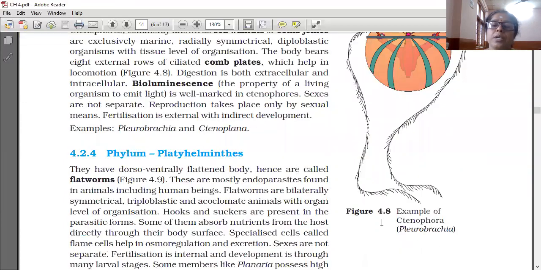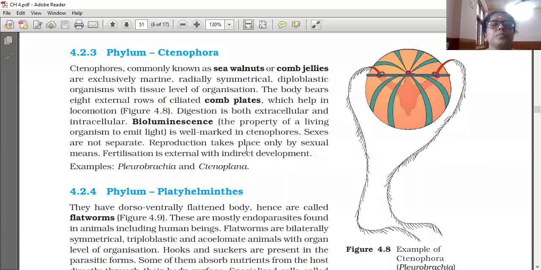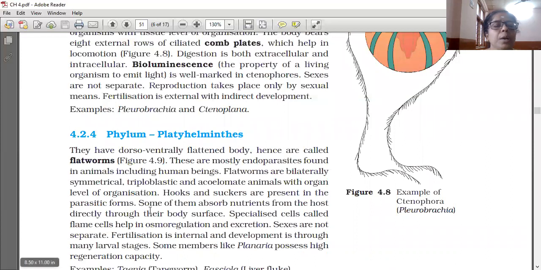Bioluminescence is also a characteristic. Comb plates are used for locomotion. Digestion is both extracellular and intracellular, and bioluminescence is there. Development is indirect only, meaning a larva is present. That was Ctenophora. Then Phylum Platyhelminthes, where we learned the parasitic organisms, mostly endoparasites.